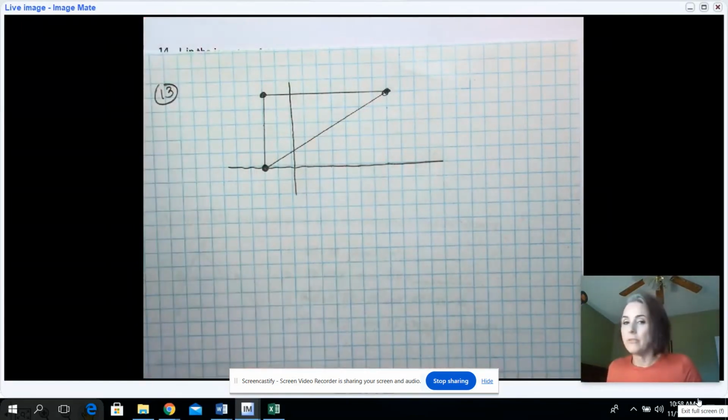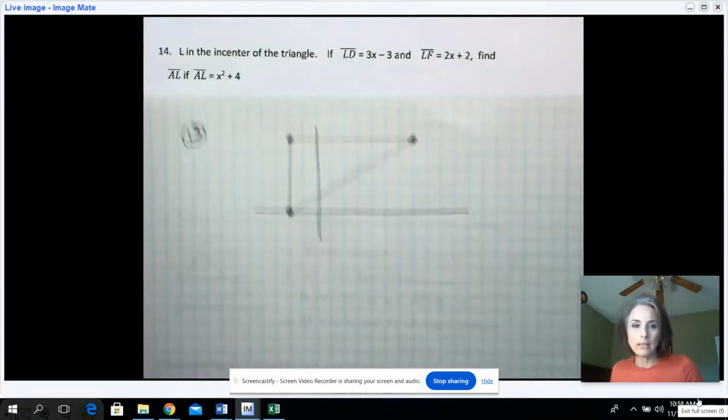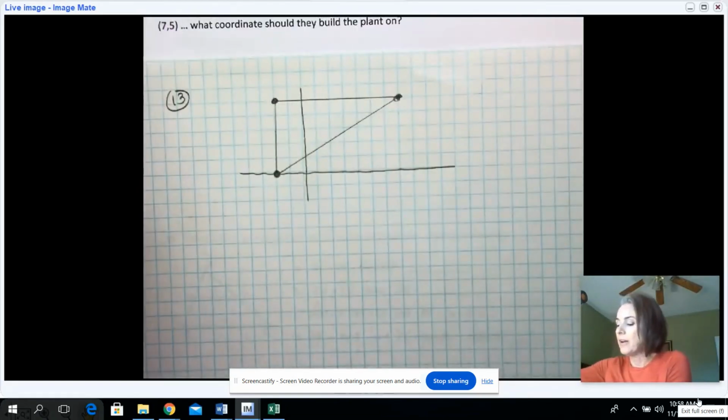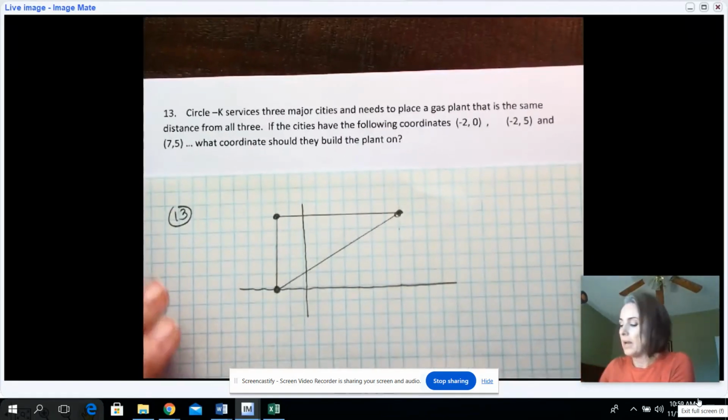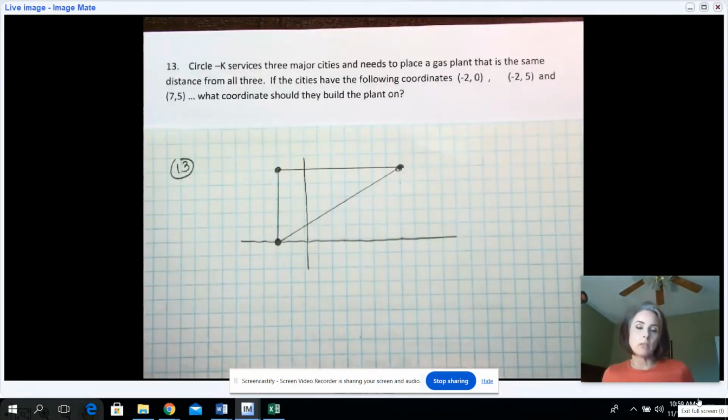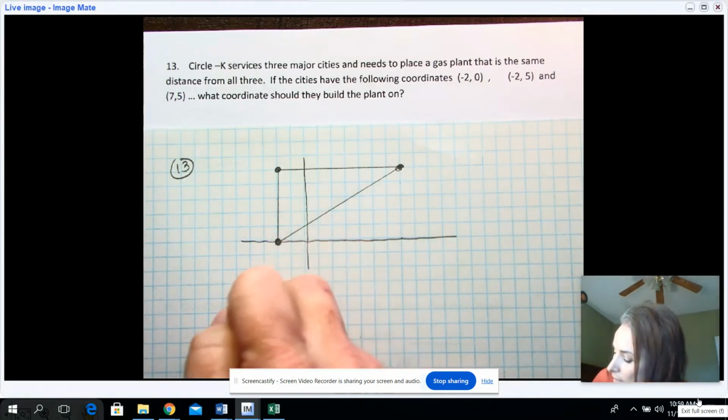Well, what do we actually need to find? We need to find a coordinate where it's the same distance from all 3. So the coordinate that we need to find that is the same distance from all 3 is the circumcenter.